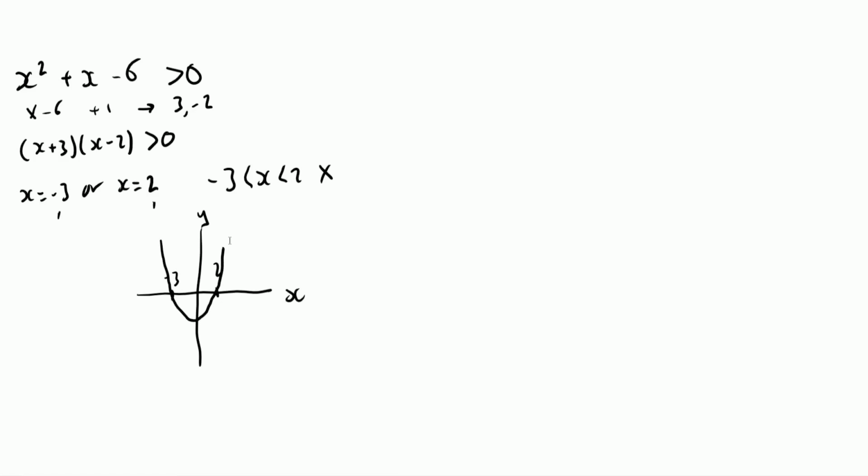Okay. Now look at the values that we want. We want all of the values that are greater than 0, which means it has to be above the x-axis, which in this case is everything less than minus 3 and more than 2. So the actual answer to this one is x is less than minus 3 and x is greater than 2. Okay, so it's not in the middle.